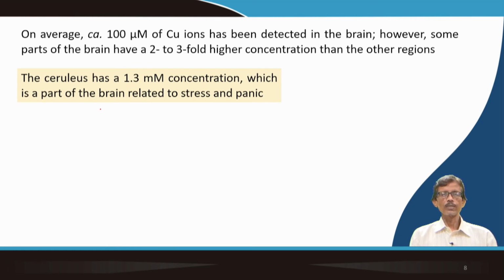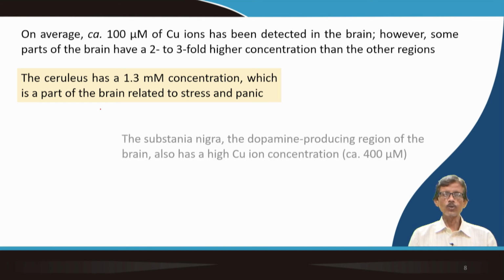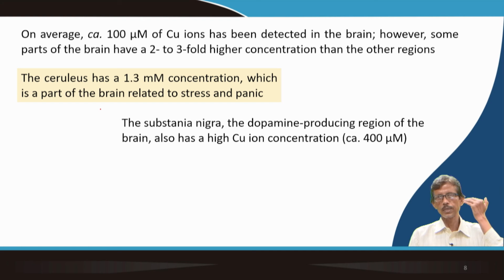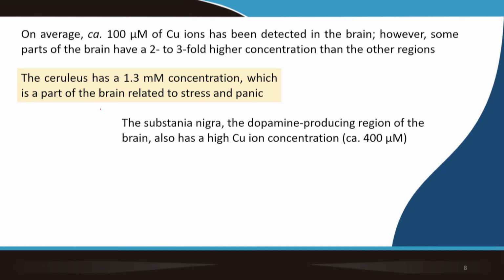In the locus ceruleus, it has 1.3 millimolar concentration, which is the highest, and it is a part of the brain related to stress and panic. So, when we call it a panic attack, or you are under stress, living a stressful life, depending upon your lifestyle, your neurotransmitters are forming, and the dependence of these neurotransmitters on the metal ion concentration is important. The substantia nigra, which is the dopamine producing region, a Latin name that we sometimes give, can have a concentration up to 400 micromolar.